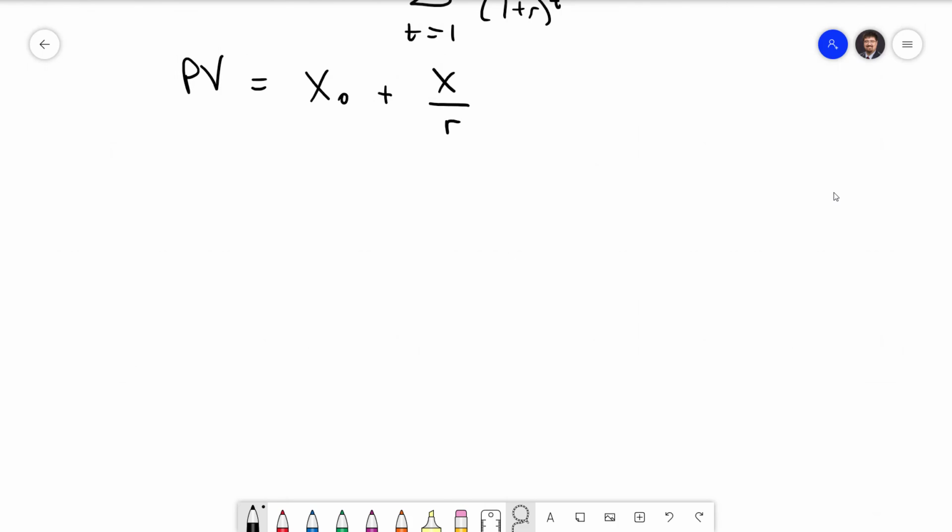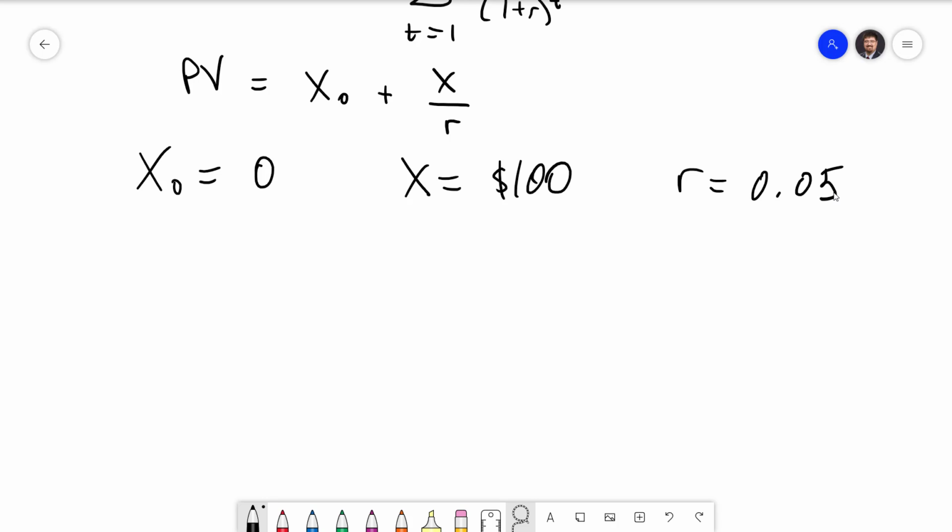Let's look at an example. Suppose we have an asset that pays 0 immediately, but in every future period, we are going to receive $100. We're going to continue on with our interest rate of 5%, or 0.05. To calculate the present value of this income stream, we'll just plug in the numbers. X naught is 0. X is $100, and our interest rate is 0.05. Dividing by 0.05 is the same as multiplying by 20, and so that's going to give us a present value of $2,000.